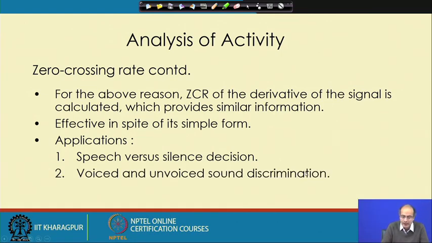Next is the voiced and unvoiced sound discrimination.